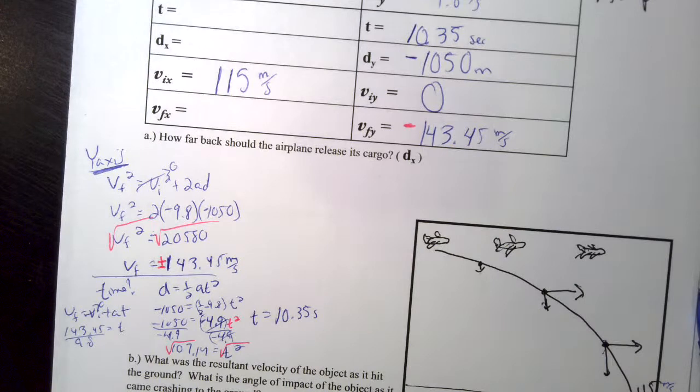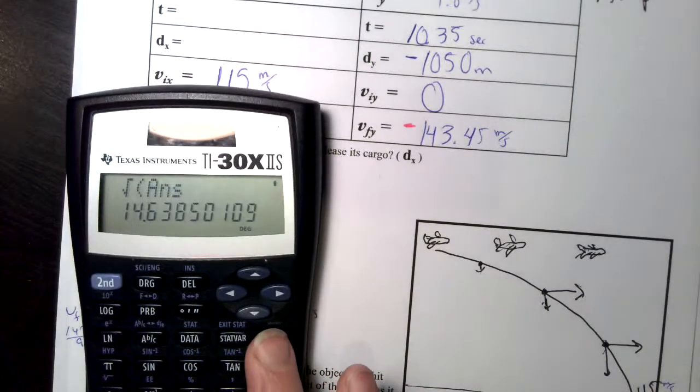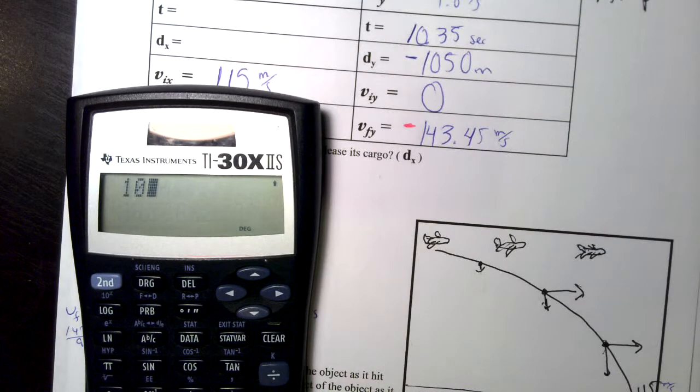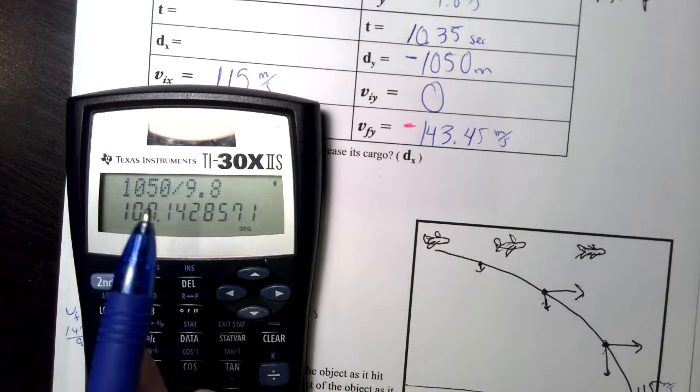Oh, man. I just did my corrections. Somehow, when I plugged that into the calculator, I got a wrong number. That's not right. So I'm just going to show you again. I don't know what happened. 1050 divided by 4.9 is that number, and then I got to square root it.